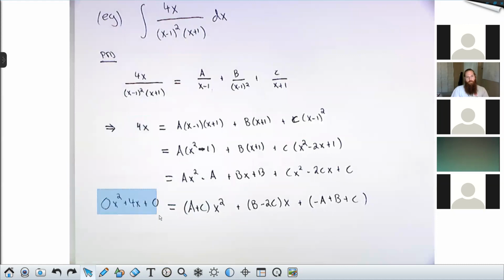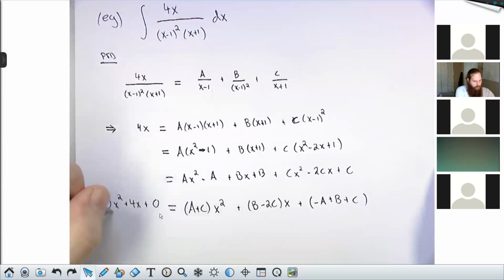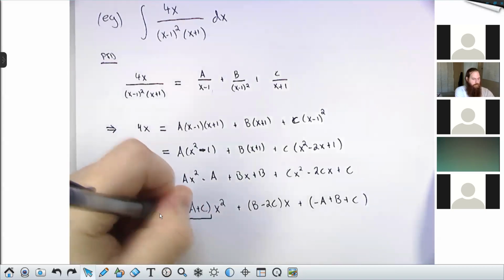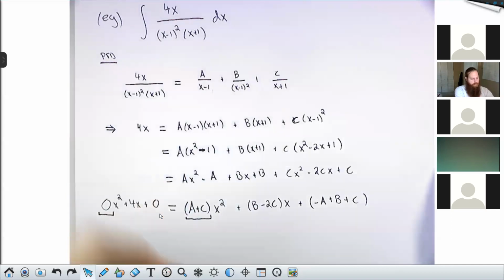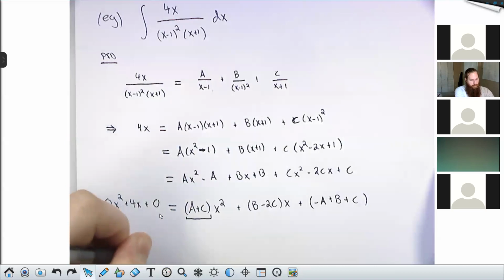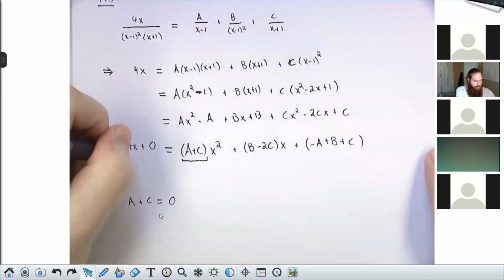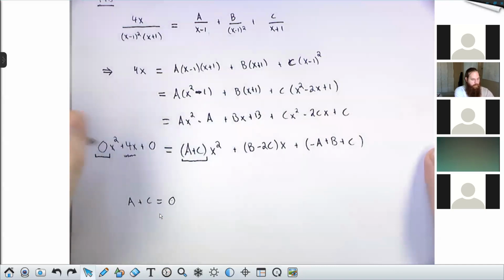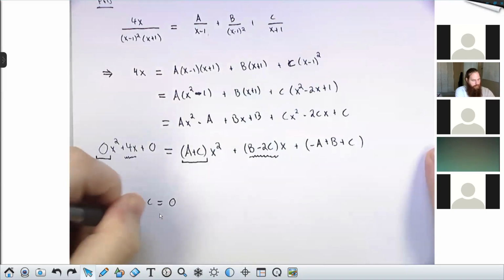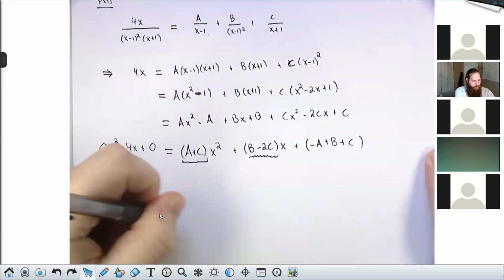Everybody see why this is the same as this? It might feel silly to write that, but the reason we do it is so that we can equate coefficients. The coefficient of x squared on the left is 0. The coefficient of x squared on the right is a plus c. So a plus c has to be 0. The coefficient of x on the left is 4. The coefficient of x on the right is b minus 2c. So b minus 2c has to be equal to 4.